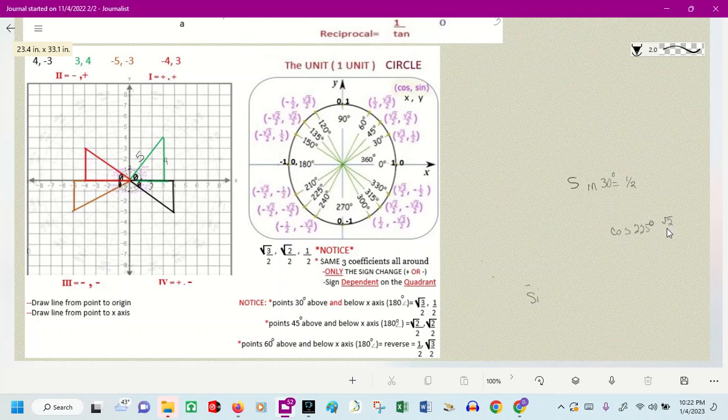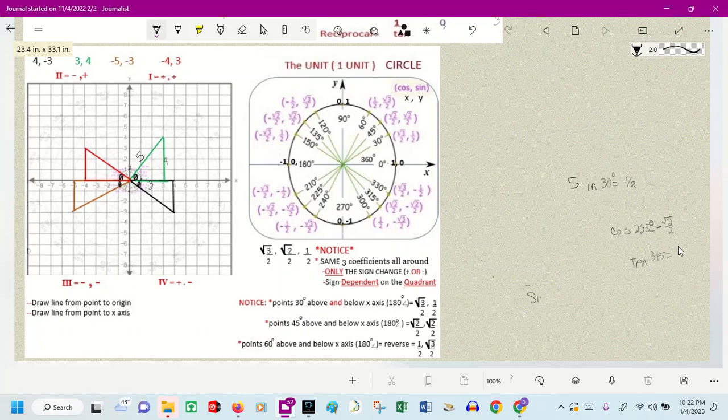The cosine of 225 is negative square root 2 over 2. That's the cosine of 225. What if you're asked for the tangent of 315? What would that be?